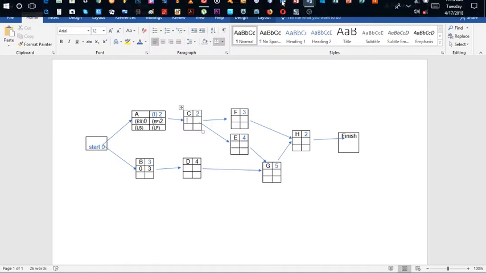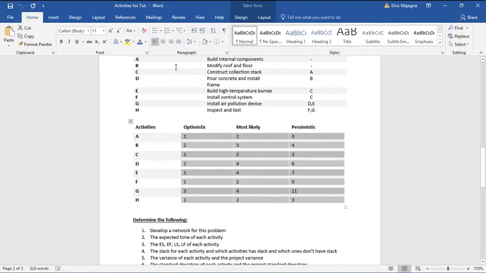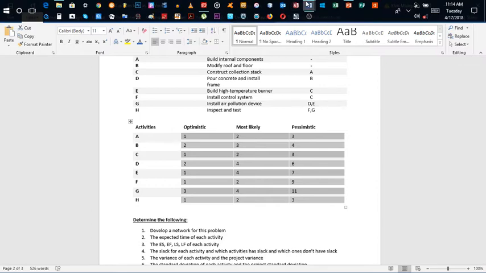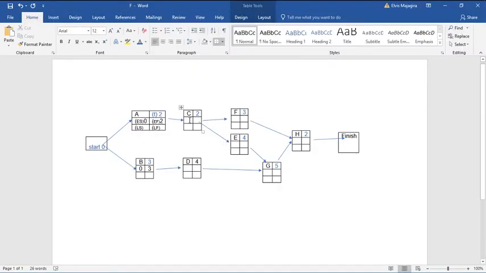So when we were building our internal component, we started at time 0. When we finished building the internal component, we finished in week 2, and from week 2 we started C, to construct the collection stack. So that's why C is going to have 2 as its earliest start, because we are done with A, and we proceed the same way. 2 plus 2, its expected time, gives us 4.